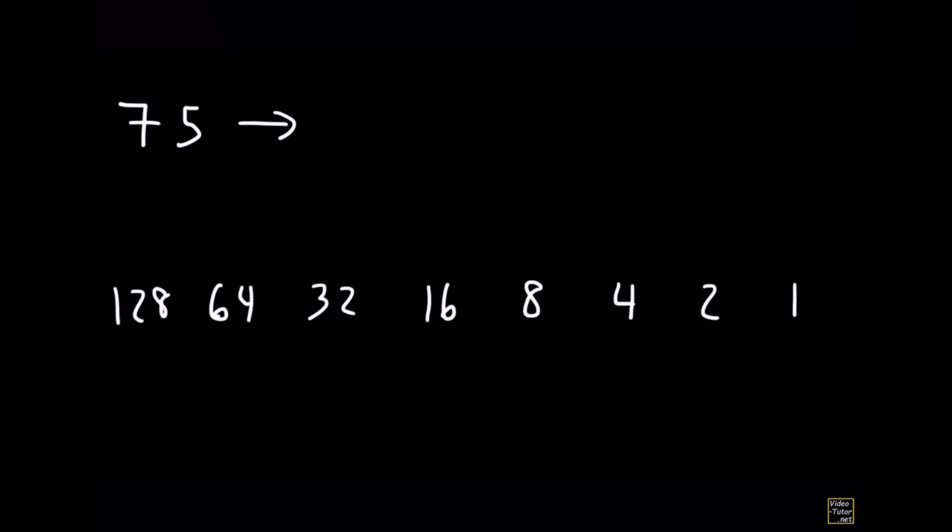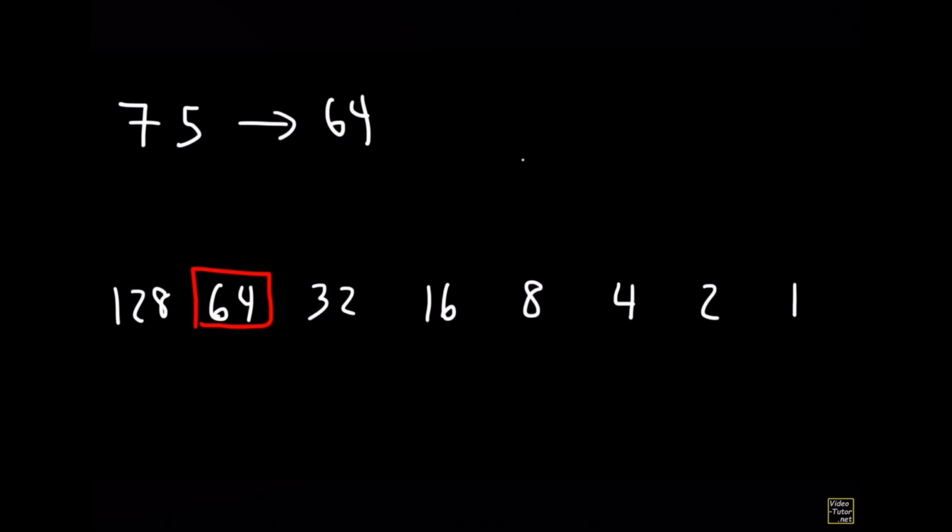We don't need to go further because 128 exceeds 75. So the highest base 2 number that is less than 75 is 64. So we're going to start with 64. In this video, I'm going to show you how this subtraction method converts decimal numbers into binary numbers.